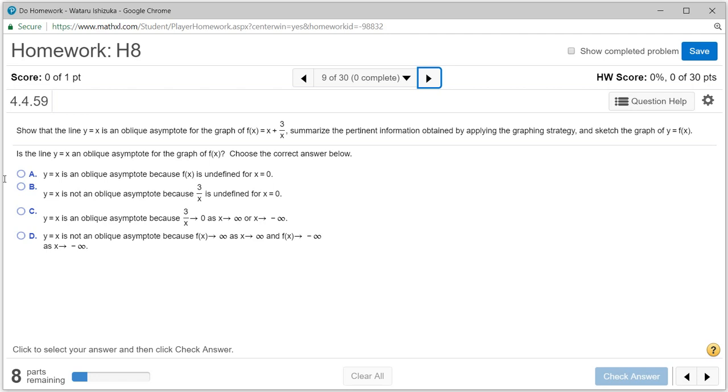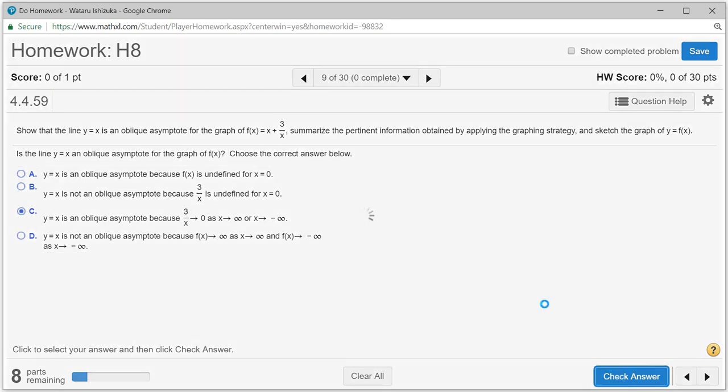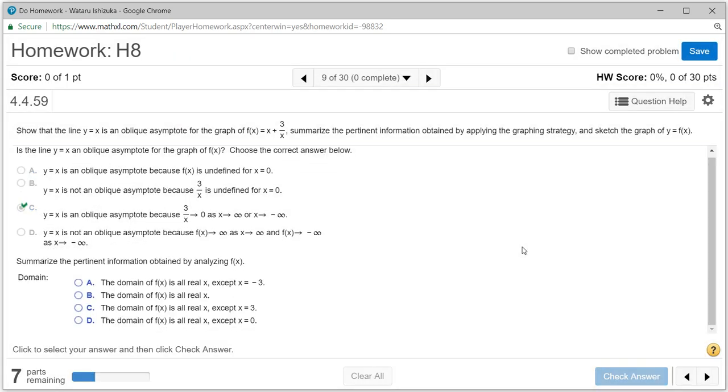Let's say because x is undefined, that's not it. Is an oblique asymptote here. This is the reason here, right? So let's check the answer. We got that.